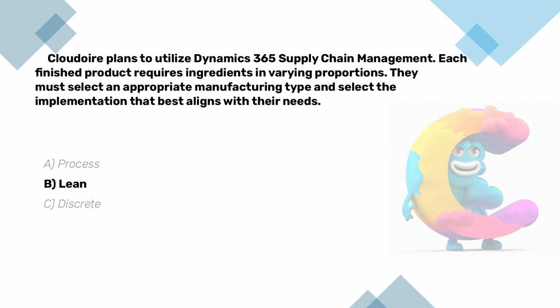Clodeware should implement lean manufacturing. Lean manufacturing prioritizes efficiency, reducing waste, and responding quickly to customer needs. It is suitable for products requiring precise control over ingredient proportions.